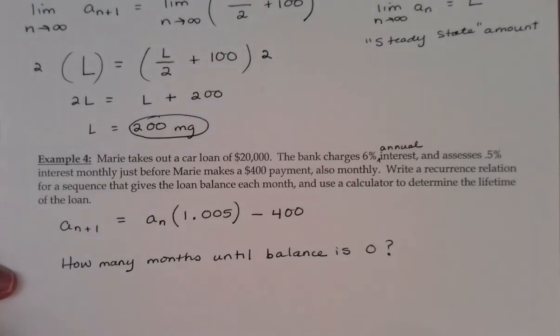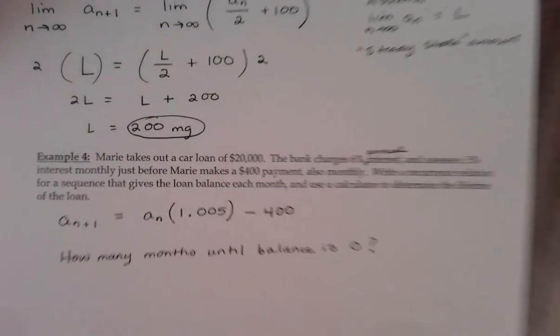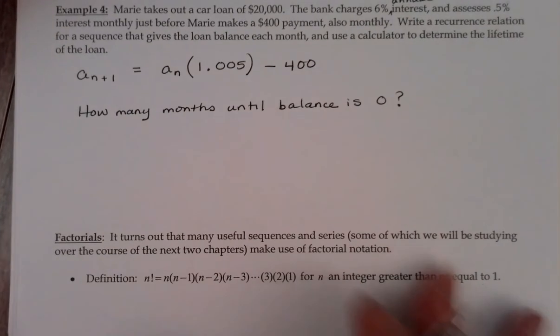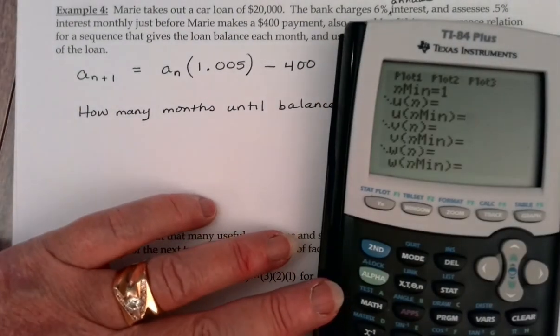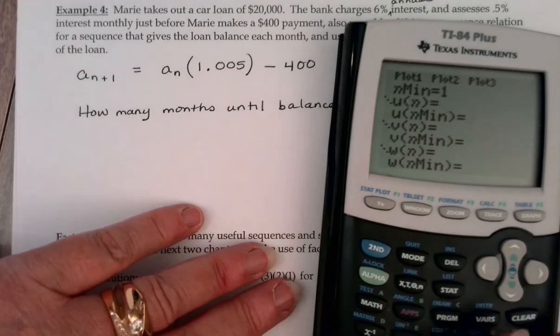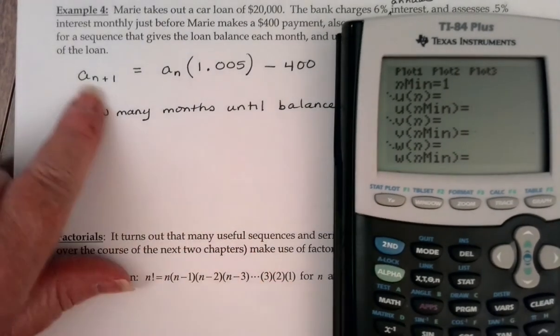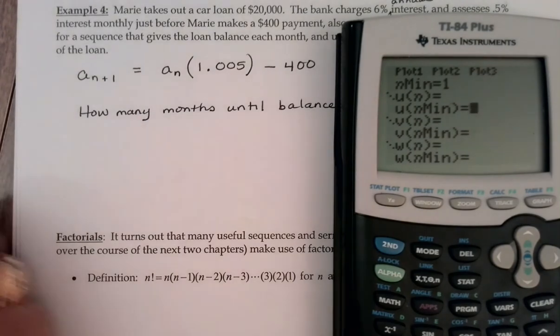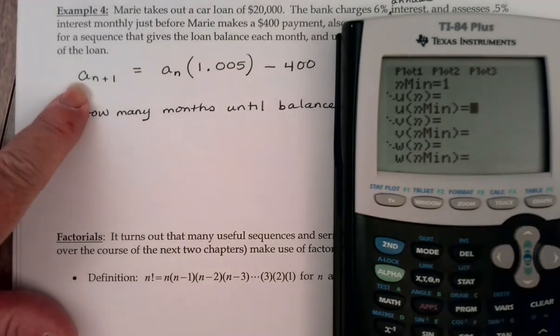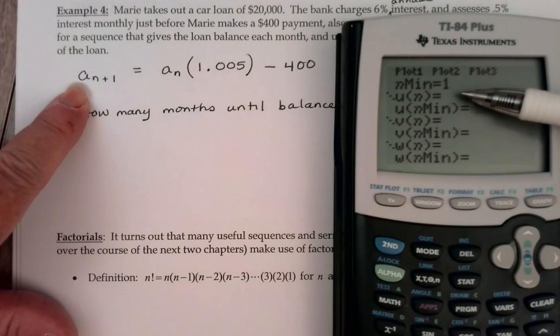That's not an easy question to answer with pencil and paper, but fortunately our calculator can help us with it. We haven't yet talked about how to enter a function, a recurrence relation like this, into the calculator, so this is a good time to do that. Instead of a, the calculator gives me u, but it's the same thing. And we're going to say the minimum n value here is going to be 1.